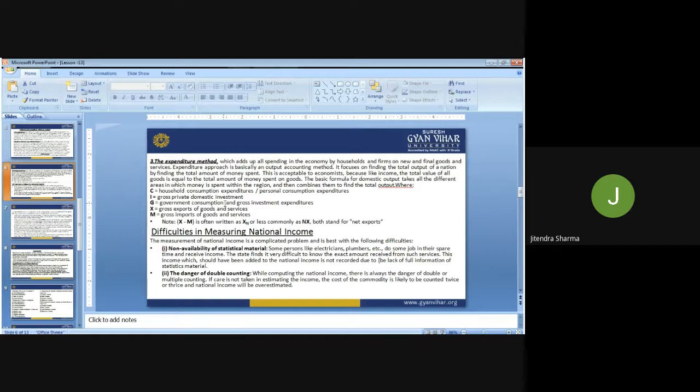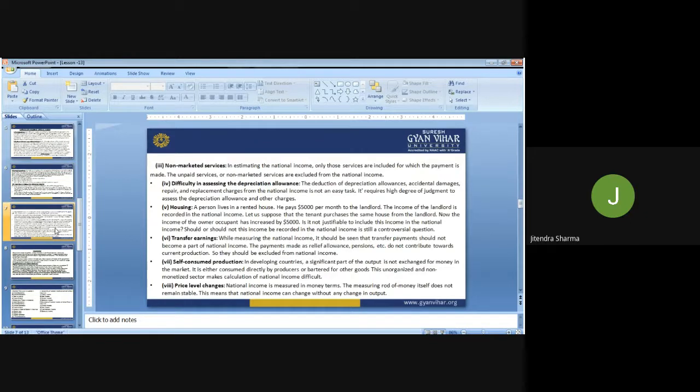The danger of double counting. This is also one of the very big issues. While computing the national income, there is always a danger of double or multiple counting. If care is not taken in estimating the income, the cost of a commodity is likely to be counted twice, thrice, or more than that. Sometimes the national income will be overestimated. Then the non-market services. These are also a very big issue, because in estimating the national income, only those services are included for which payment is made. The unpaid services or non-marketed services are excluded from the national income.